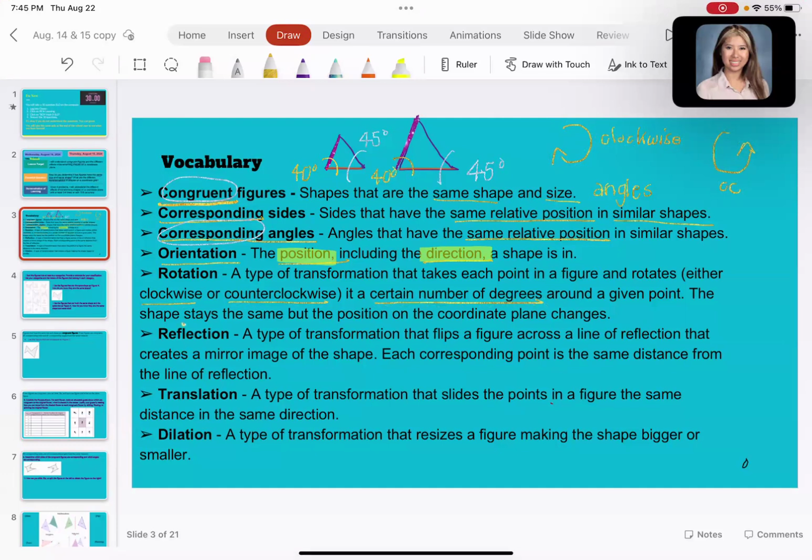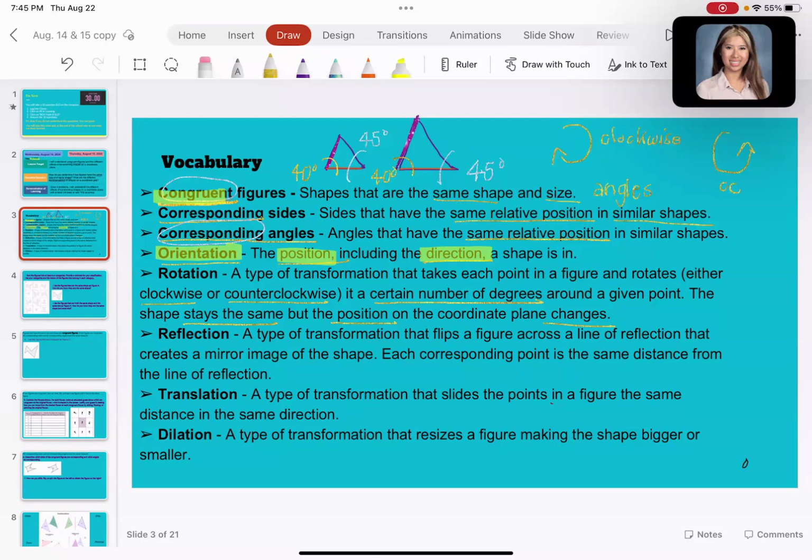The shape stays the same, but the position on the coordinate plane changes. So this is important. If the shape stays the same, that means it's the same shape, same size. We know that it's congruent. But we know that if the position changes, we know that the orientation changes or the orientation is not maintained.